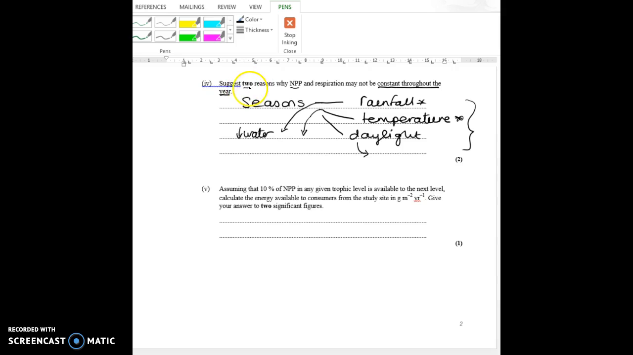Notice that it asks you for 2 reasons, and you get 2 marks. So you don't need to go into a lot of detail. You suggest a reason, you get a mark.